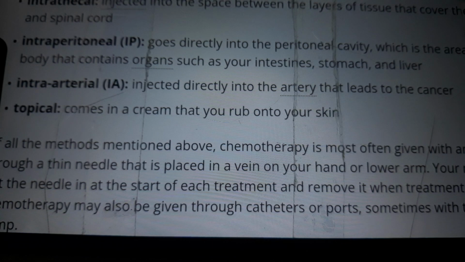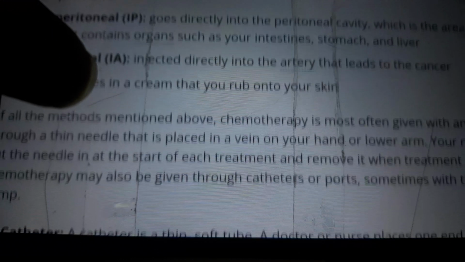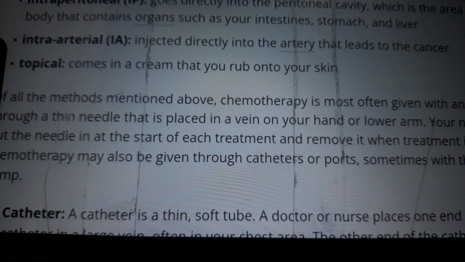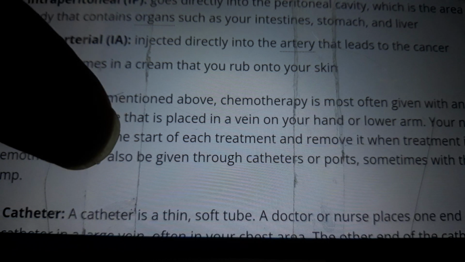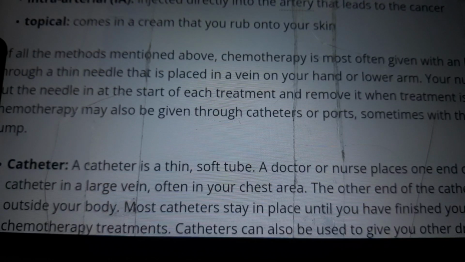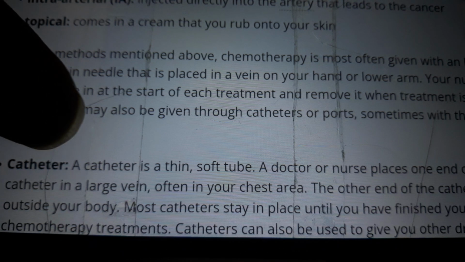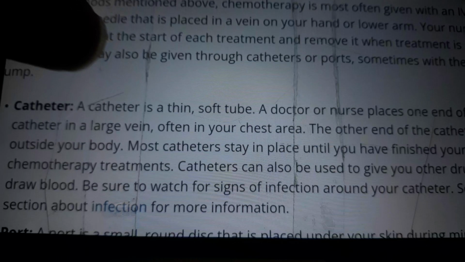Intrathecal: injected into the space between the layers of tissue that cover the brain and spinal cord. Intraperitoneal, or IP: goes directly into the peritoneal cavity, which is the area in your body that contains organs such as your intestine, stomach, and liver. Intra-arterial, or IA: injected directly into the artery that leads to the cancer. Topical: comes in a cream that you rub onto your skin.